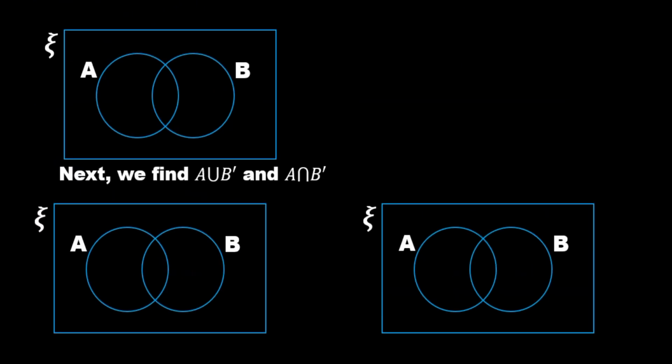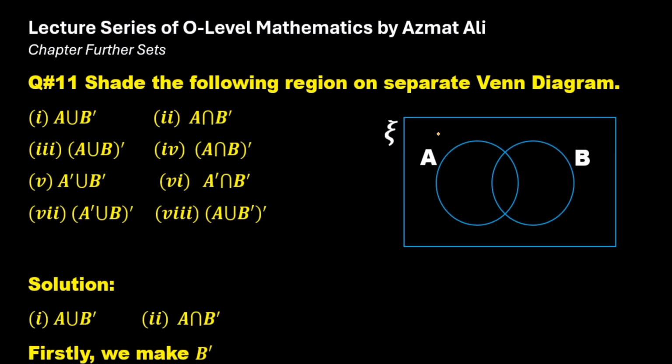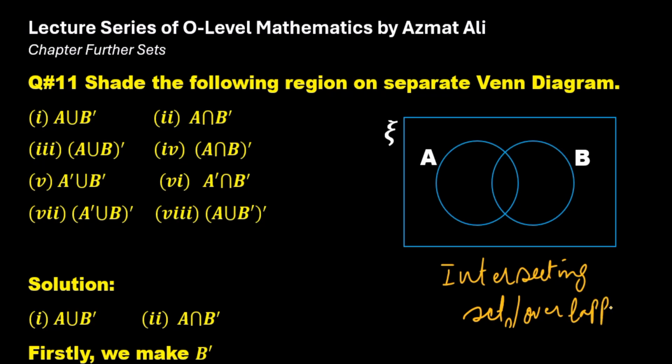So, in today's topic, we are going to discuss 3 different cases of sets in which we have to find these 8 regions. The first case is the case of intersecting sets. You can see here A and B are intersecting circles. So these sets A and B are called intersecting sets or also called overlapping sets.